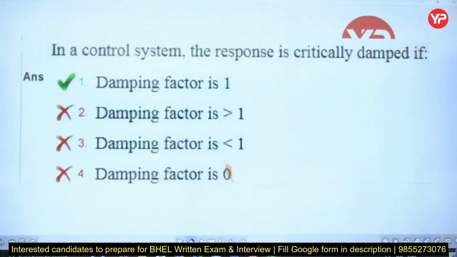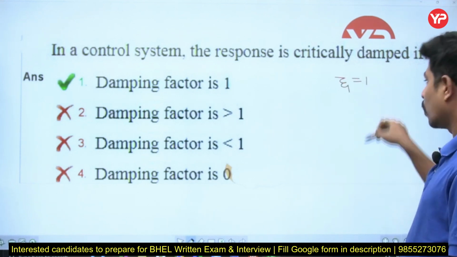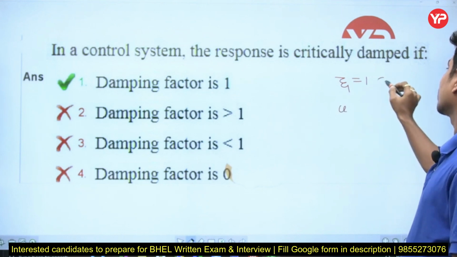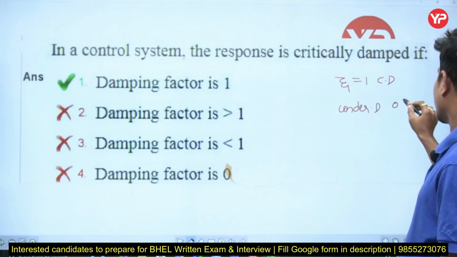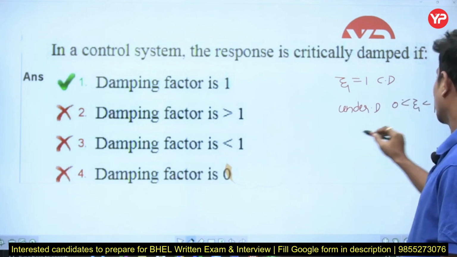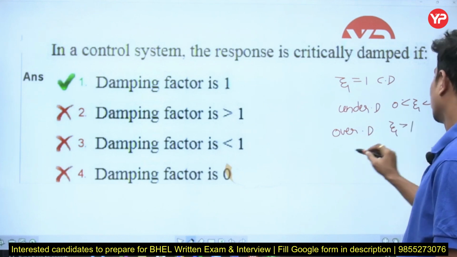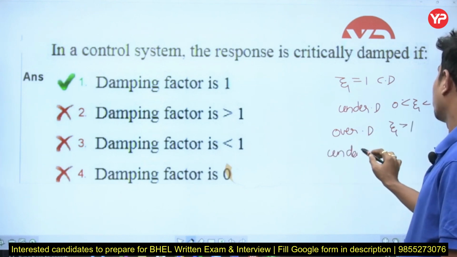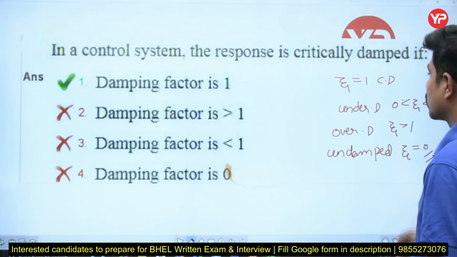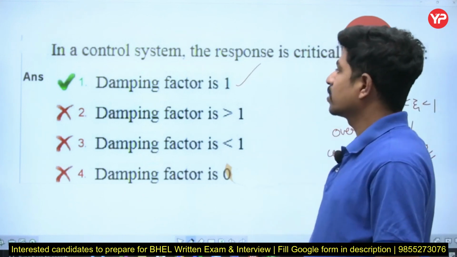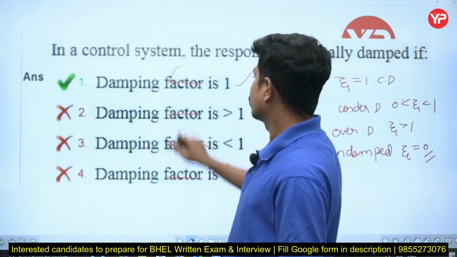In control systems, the response is critically damped if zeta is equal to 1. Underdamped, zeta is greater than 0 but less than 1. Overdamped, zeta is greater than 1. Undamped, no damping, zeta is exactly equal to 0. Damping factor is damping ratio, not damping factor. This is damping ratio.